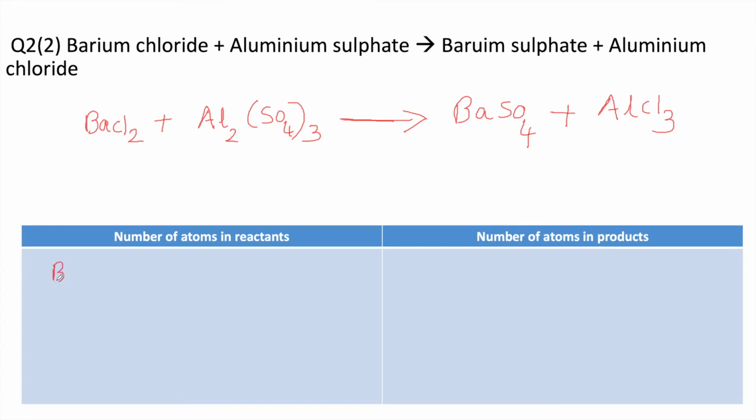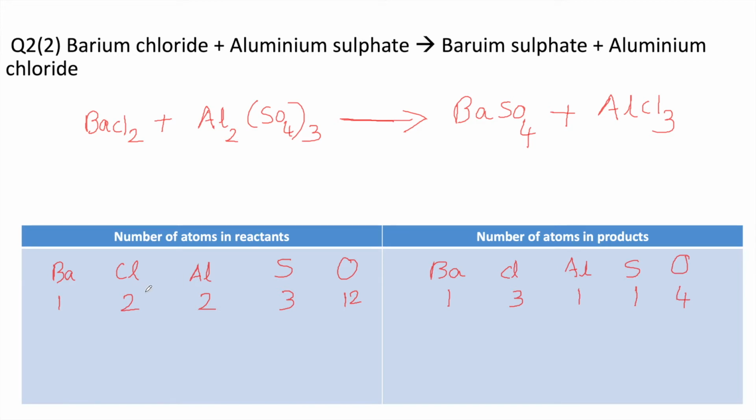Before that we will write the atoms here: barium, chlorine, aluminium, sulfur, oxygen. The same order we can write here also. Now count the atoms. Barium it's 1, chlorine it's 2, aluminium it's 2, sulfur it's 3. This 3 is common for both sulfur and oxygen. Sulfur it's 3, oxygen it is 4 into 3, 12. Products: barium 1, chlorine 3, aluminium 1, sulfur 1, oxygen 4.